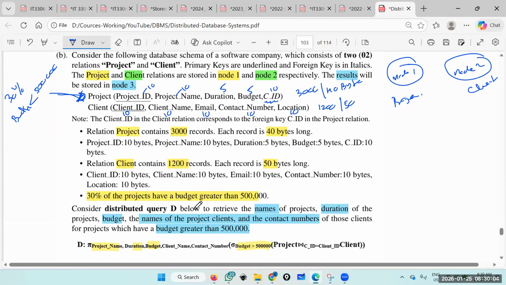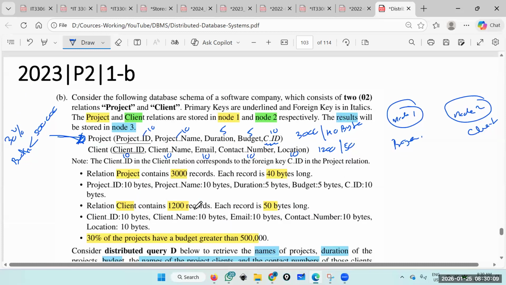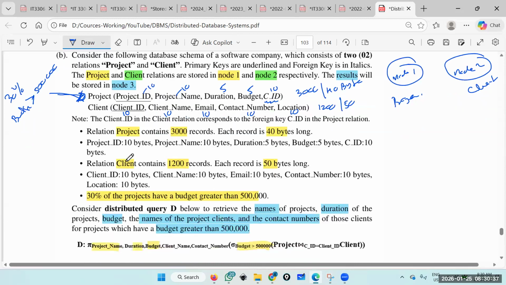Consider the distributed query D. Greater than 500,000, sorry, yes, greater than 500,000, budget. Did I draw it the other way? Maybe I wrote it the other way, okay. Yes, fine. So budget must be greater than 500,000 for 30%, okay?